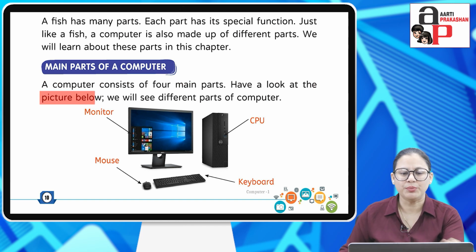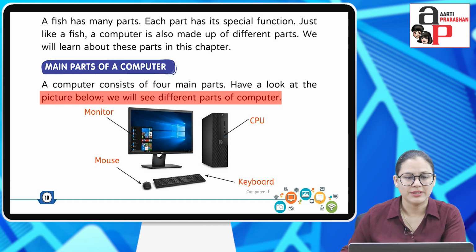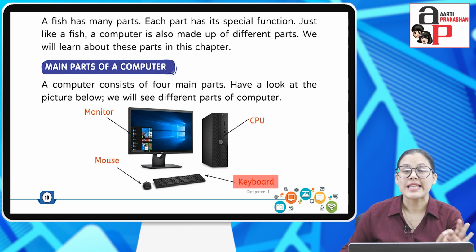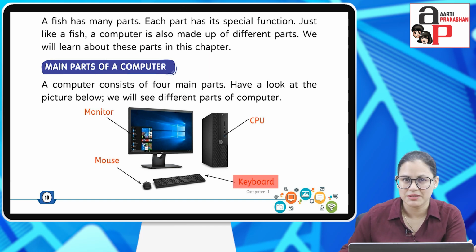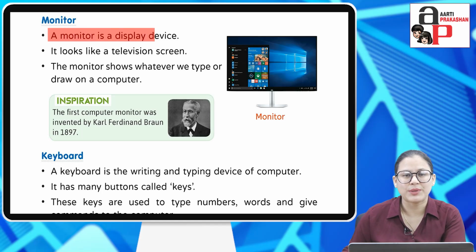Have a look at the picture below. We will see different parts of the computer. Okay, have a look. These are the 4 main parts of a computer: monitor, mouse, CPU and keyboard. Okay, these are the main parts. Remember that.